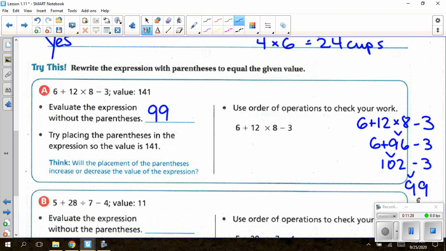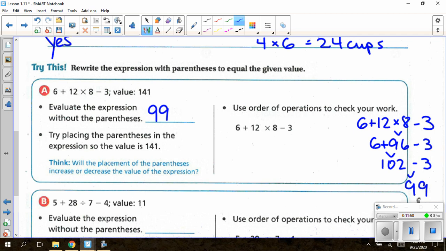So now I need to figure out where I can place these parentheses in order to get that value of 99. This is really a guess and check method where you place parentheses around an operation with the number surrounding it, and you just try it out. And if it doesn't work, then you have to try a new spot.